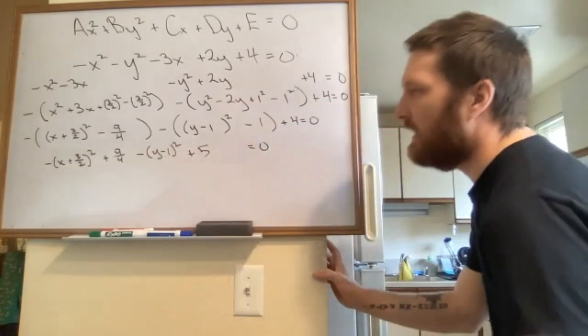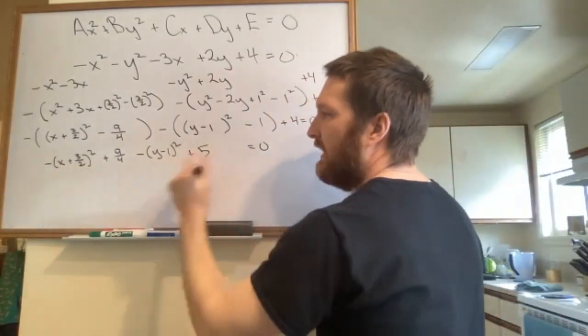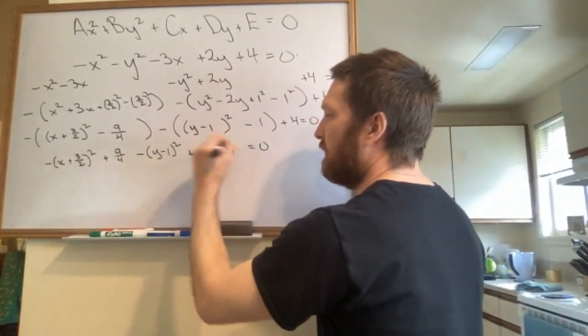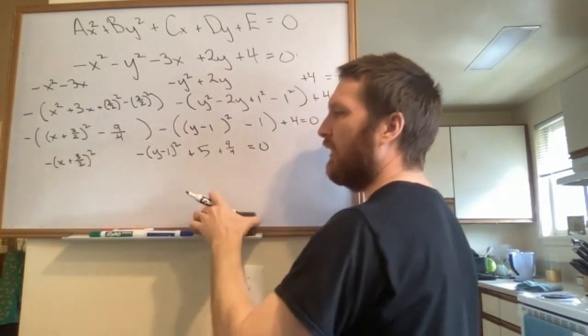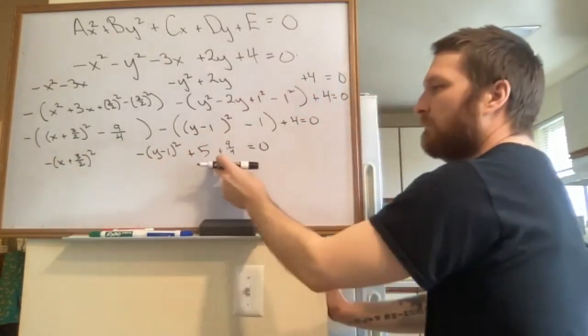And then I'm going to say, let's get him over here, the plus 9/4. I'm going to go ahead and do that over here. I'm just trying to save space. I would be doing this one line below another line, but okay.